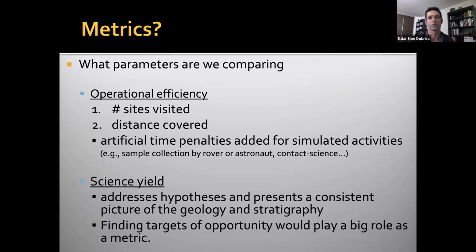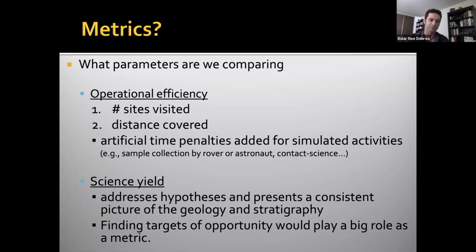For example, sample collection by a rover or an astronaut has a specific time penalty, because a rover would be slower at collecting samples than a human. Contact science also imposes an artificial time penalty. In real time, we're going to have a person walk up to the rock and put the spectrometer on the rock, but that could only take 2 minutes in real time, but in simulated time, that could be a process that takes hours.